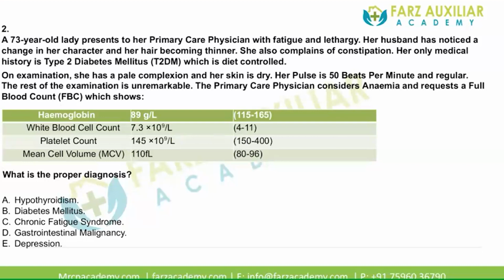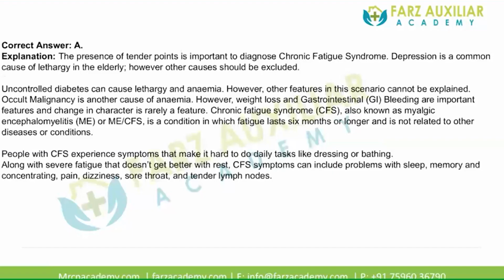The primary care physician considers anemia and requests a full blood count, which shows anemia is confirmed. Platelet count is a little below normal and her WBC is normal. However, her MCV is raised. What is the diagnosis? Hypothyroidism. Hypothyroidism. Okay, anything else? Okay. So this is hypothyroidism.